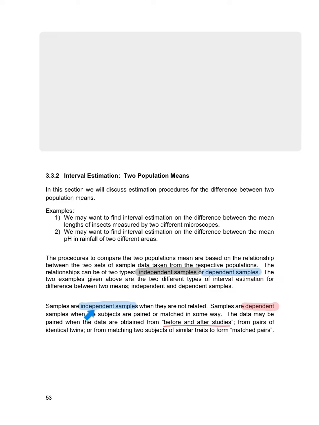So for independent, clearly we have two different groups, and we want to see whether there is a difference between the two groups. But for dependent, the data has two groups, but we measure from the same population, or from the same subject. After this we will look into independent samples first, then dependent samples.